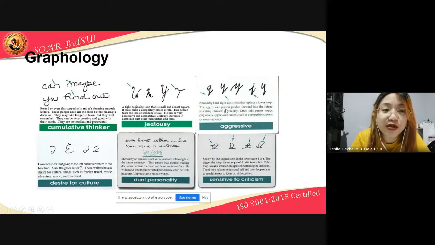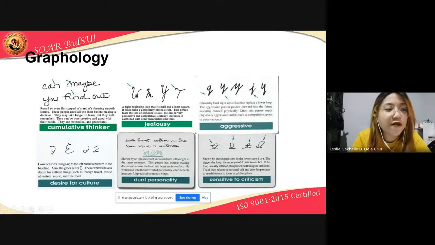The aggressive person pushes forward into the future, asserting himself physically. Kumbaga medyo may pananakot ng involved. So often this person needs physically aggressive outlets such as competitive sports or even violence.